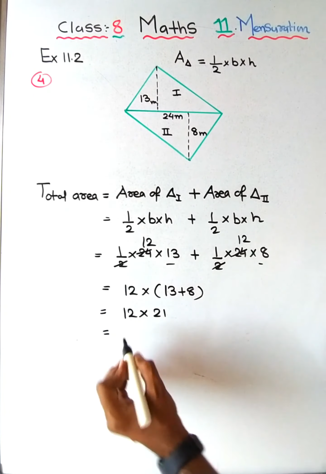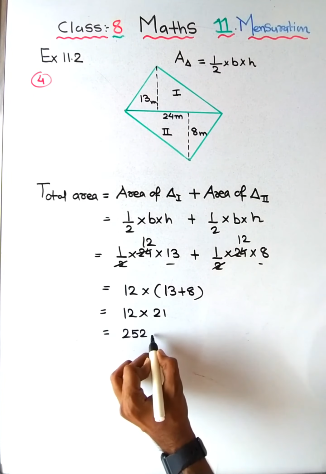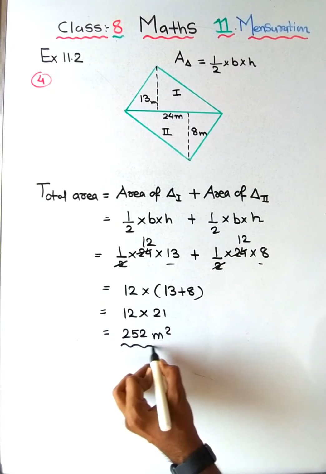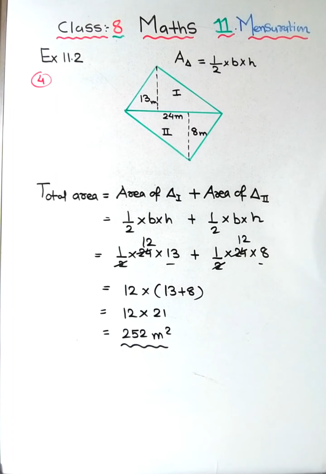And what is 12 into 21? It is 252. The unit is meter, so we'll write the area in meter square. Clear? So let us move on to the next question.